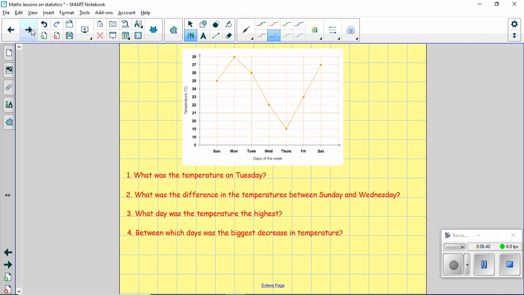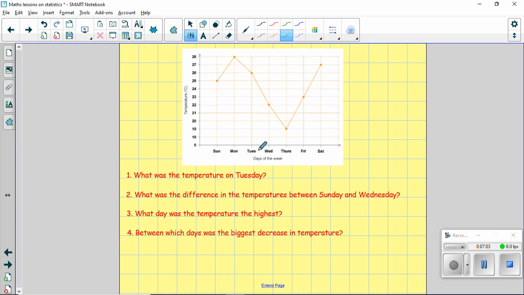Okay, so let's have a look at this one. So this is another example of a line graph. Now this one is looking at temperature. So before we start with the questions, let's have a look at the axes again. The horizontal one, the x-axis, we've got days of the week there, and the y-axis going vertical is the temperature in degrees Celsius. So let's have a look.